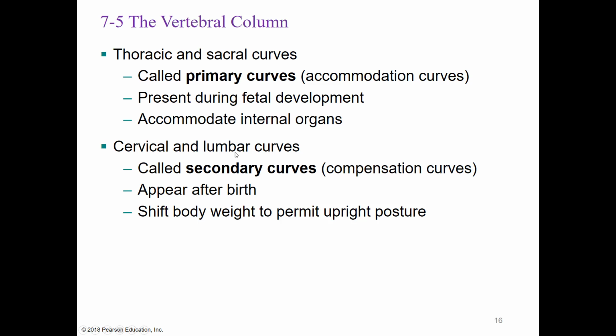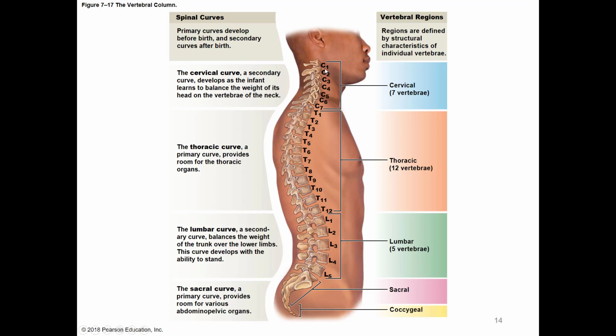So if we go back to look at the thoracic and sacral curves in our figure, so thoracic would be these, here, the ones that have a T beside them. The thoracic curve, again, is primary, and it gives room for your thoracic organs. So it curves outward there to give room for your thoracic organs, so things like the lungs and the heart. The sacral curve, also primary, which would be down here within your pelvis, is going to provide room for various abdominopelvic organs. So you are born with both of these curves in place.